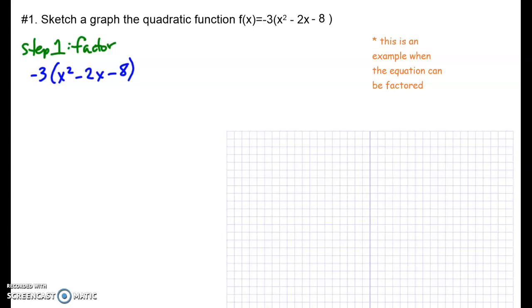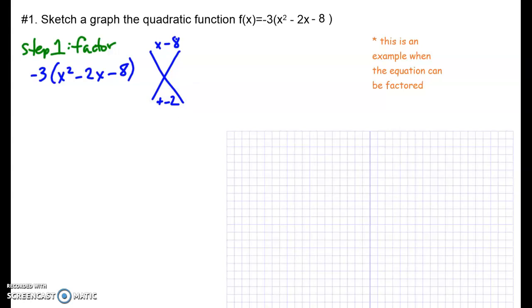Okay, so what we're going to do is draw the x here. We need two numbers that multiply to -8 and add to -2. I'm not sure why that comes up all the time. So, two numbers multiplying to -8.